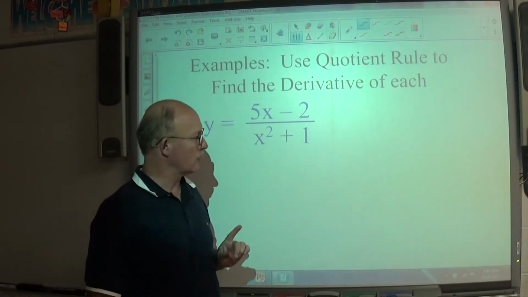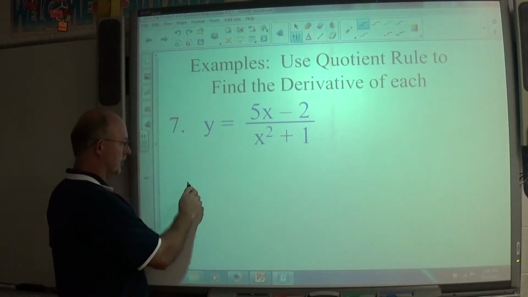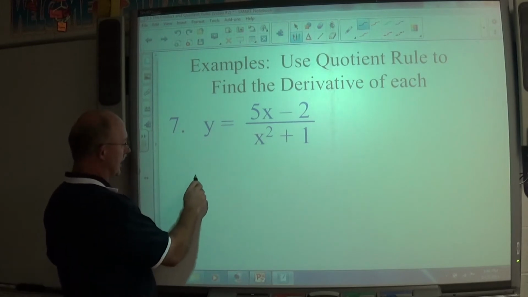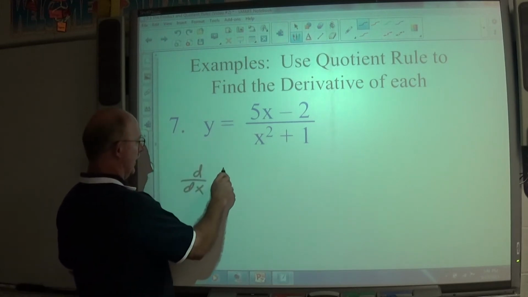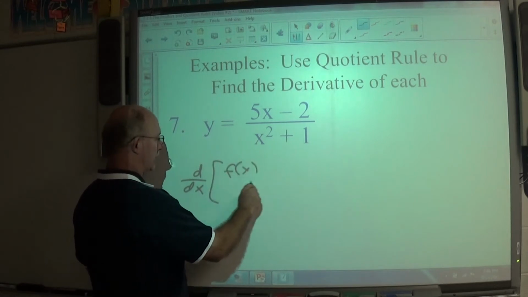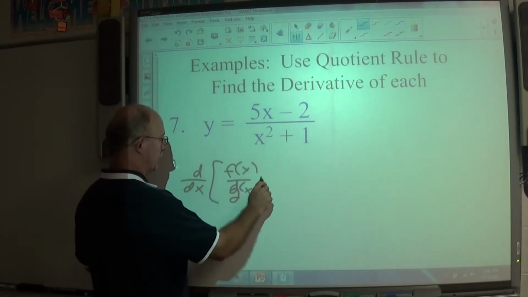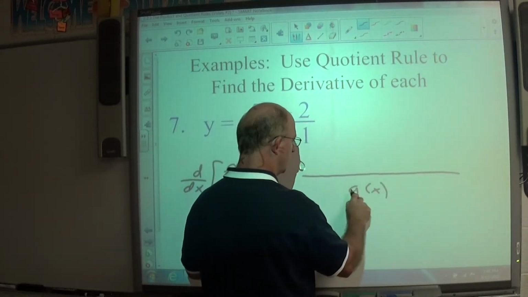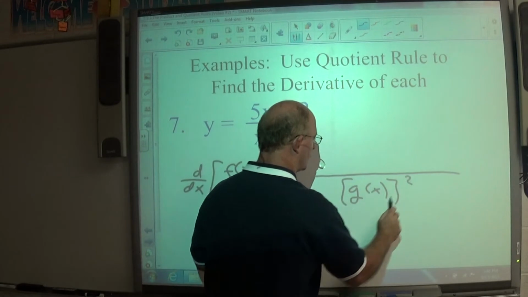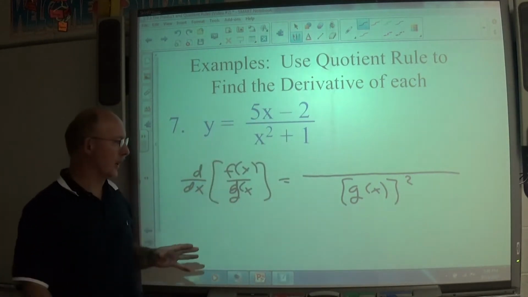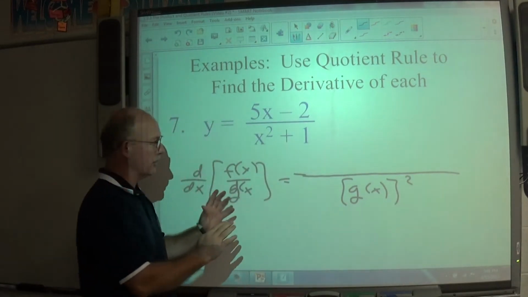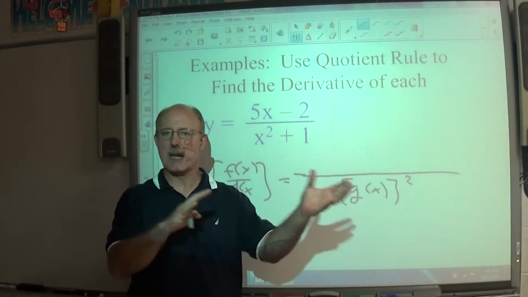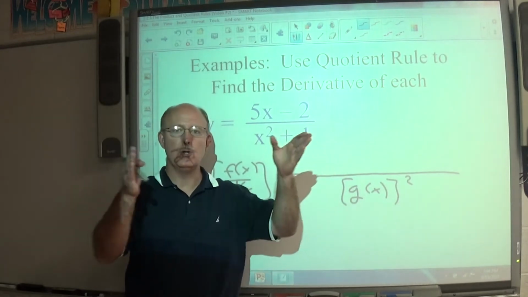Now, if you remember the quotient rule, let me just once again refresh everyone's memory. We'll erase this here in just a second, but if you're taking the derivative of f of x divided by g of x, according to the quotient rule, we take g of x squared. So you take the bottom of your fraction and square it. And then in the numerator, with the quotient rule you've got to be very careful because it has subtraction in it. Subtraction, you cannot change the order. If you do, you miss it.